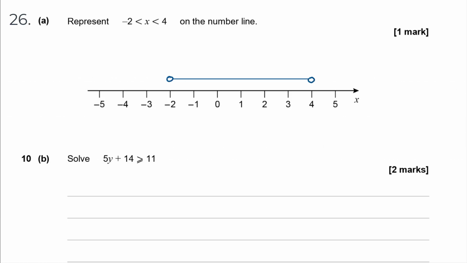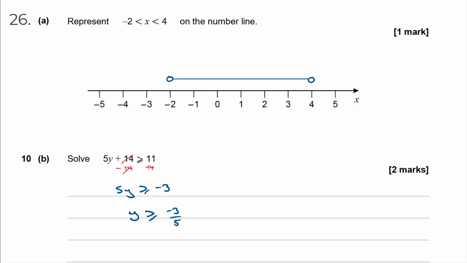And then it says solve 5x plus 14 is greater than or equal to 11. Now these solve very similar to linear equations, inequalities, so I'm going to do the same thing. I'm going to take 14 away from both sides, kind of simplify the left hand side, so they'll cancel, leaving me with 5y on the left. 5y is greater than or equal to 11. Take away 14, that's -3. And then dividing both sides by 5, I'm going to get y is greater than or equal to -3/5.